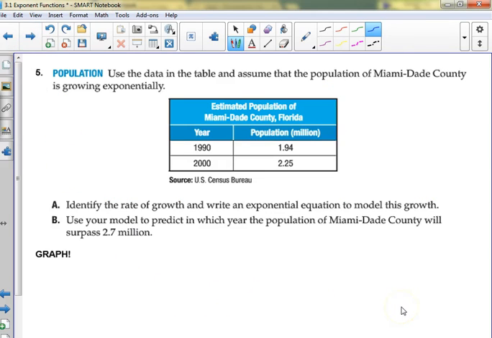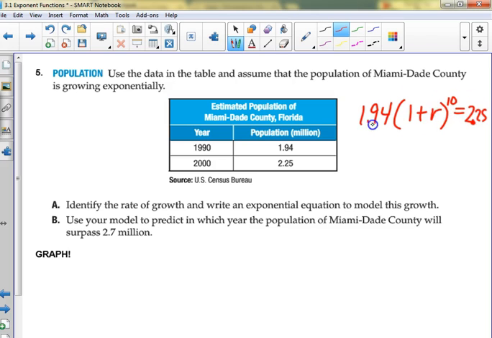You have this question? Okay. Data is kind of growing exponentially. Identify the rate of growth. Okay, so let's talk about this. There was 1.94, and it was growing. How many years did it grow? 10 years, and it became 2.25. So if we divide this, don't distribute, can't do that to the 10th.